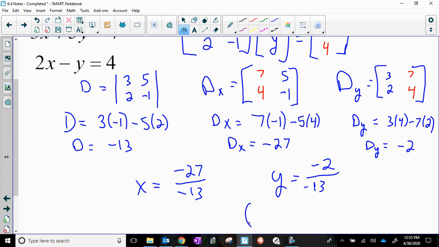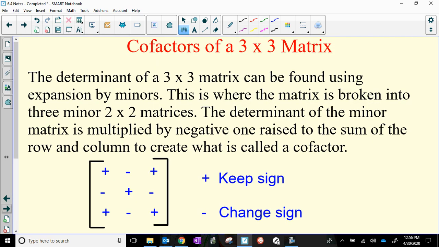For my final answer, since it was a system of equations problem, I'm just going to simplify the fractions. So when you divide two negatives, you get a positive answer. And that's all I can do for either one of these. Okay, so that's the big idea of what we have for Cramer's rule.